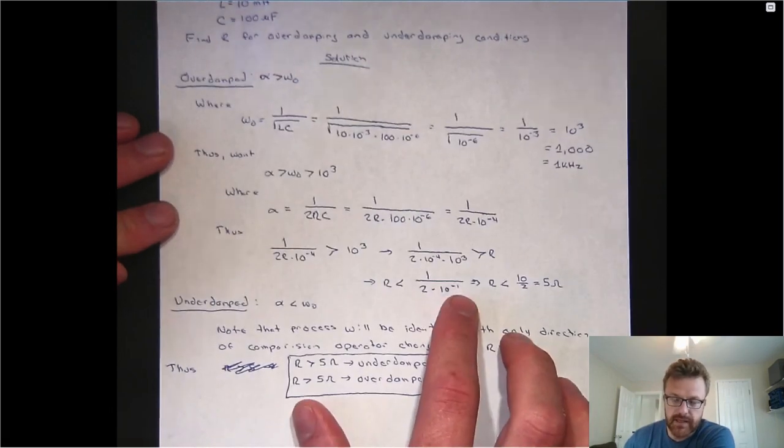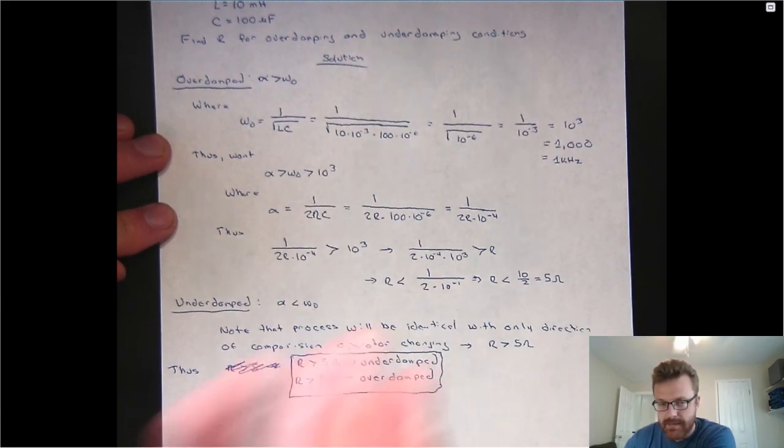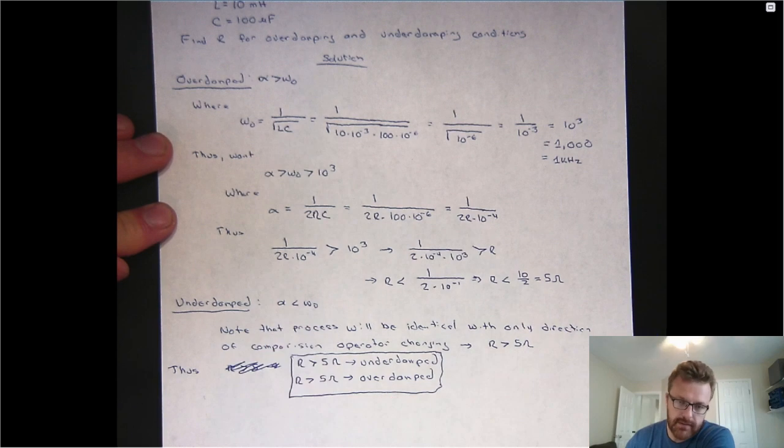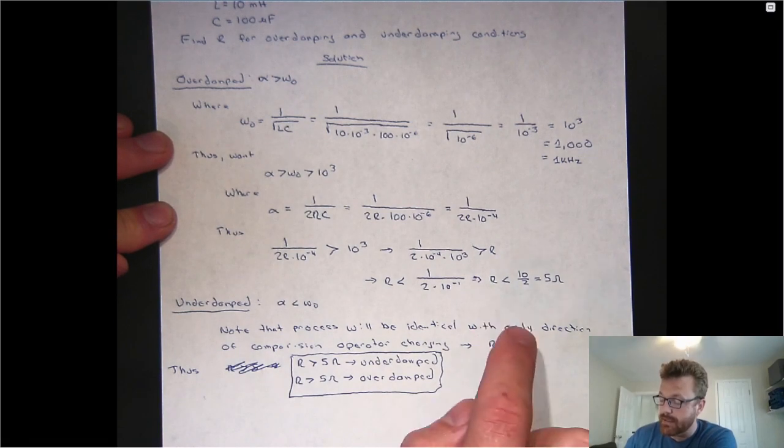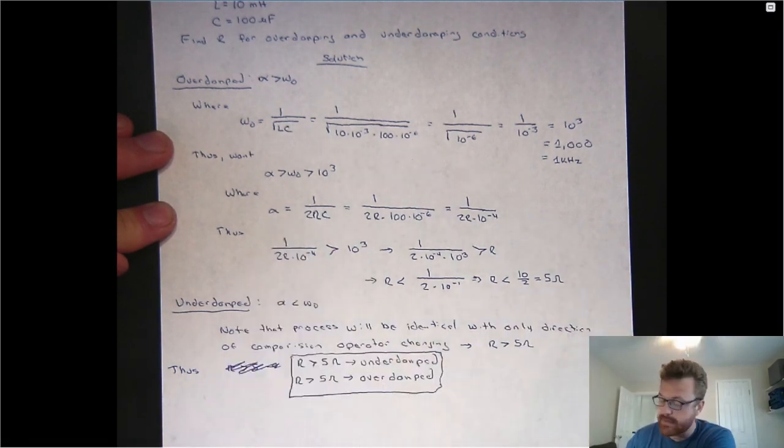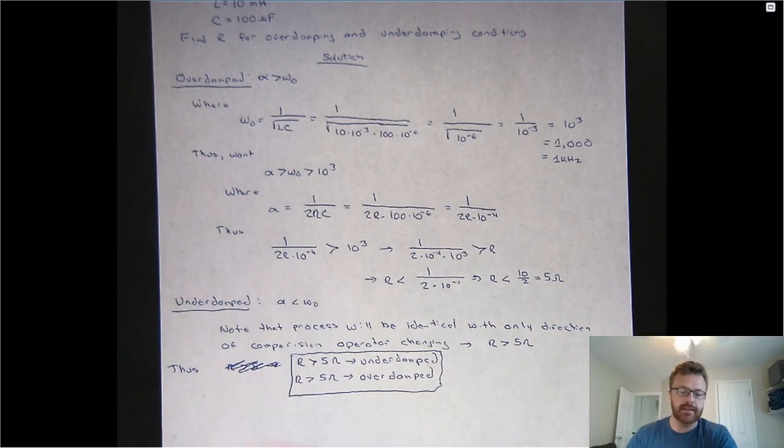Well, think about the solutions for the underdamped case. That's going to be the same inequality, it's just the direction of this comparison operator is going to be swapped. So you can kind of argue with yourself there, or just plug it in if you want to see it, but all that's going to happen is that the resistor value doesn't need to be less than 5 ohms, as was the overdamped case. It needs to be greater than 5 ohms in this case.